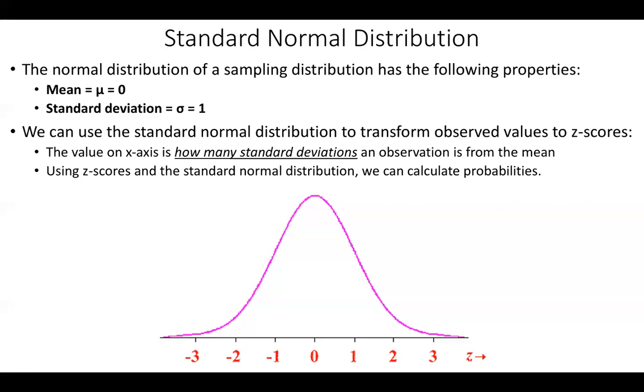Further, using z-scores and this standard normal distribution, we can start calculating probabilities. Just like we were calculating the probability of rolling a 6-sided die and landing on a 1, or flipping a coin and landing on tails, we can now use the standard normal distribution to figure out the probability of observing certain values in a data set. Like figuring out, what is the probability that a student is reading the news 7 days a week? So let's talk through how we can do this.